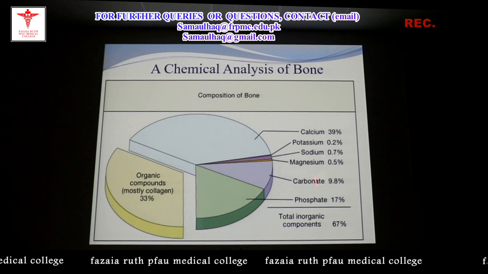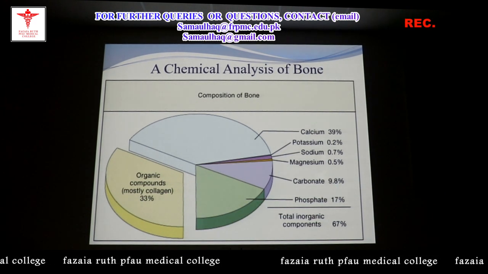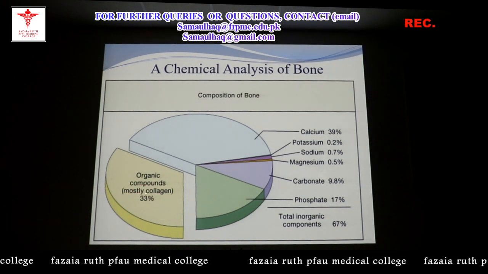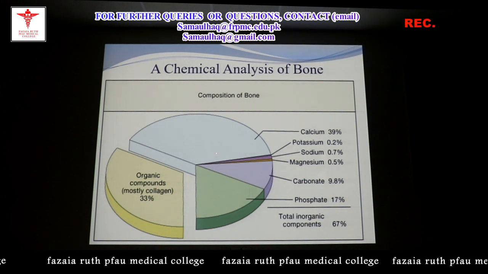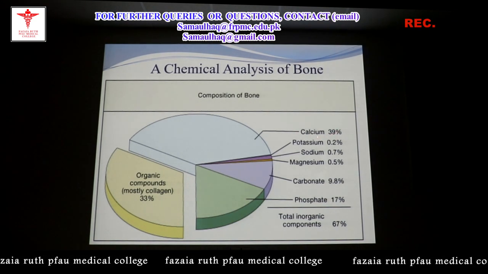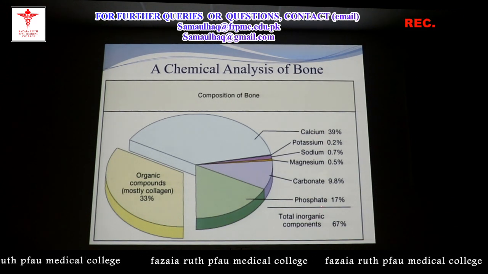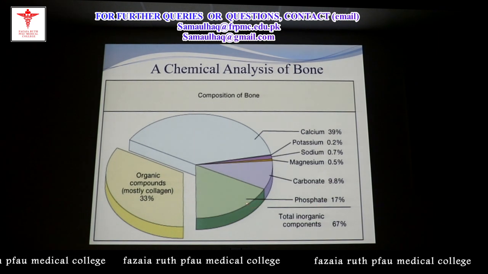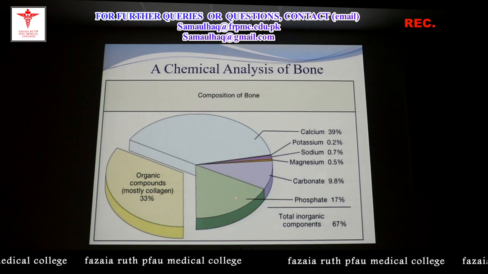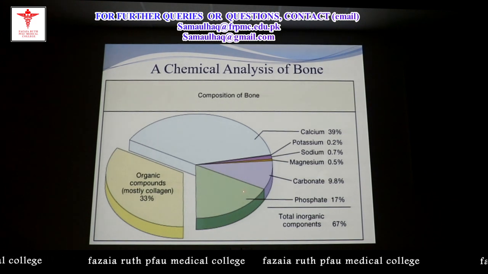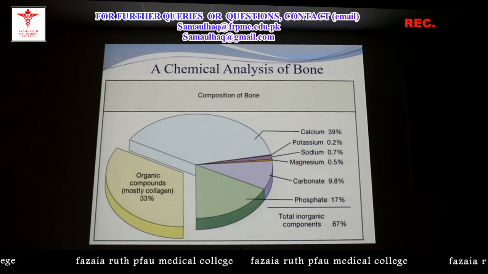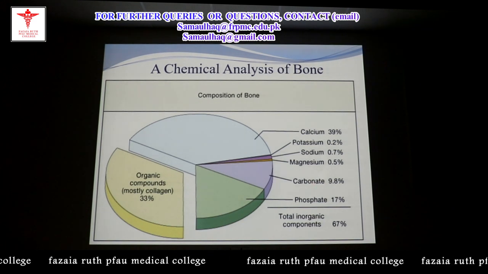You can find slightly different percentages, but as a whole, 33% is organic compounds, which are collagen fibers, and the inorganic part is almost 67%. The major concentration is calcium, which is 39%, and then 17% is phosphate. So these three, collagen as the organic compound and calcium and phosphate as inorganic compounds, form the major part of the bone tissue, along with potassium at 0.2%, sodium at 0.7%, magnesium at 0.5%, and carbonate at 9.8%.